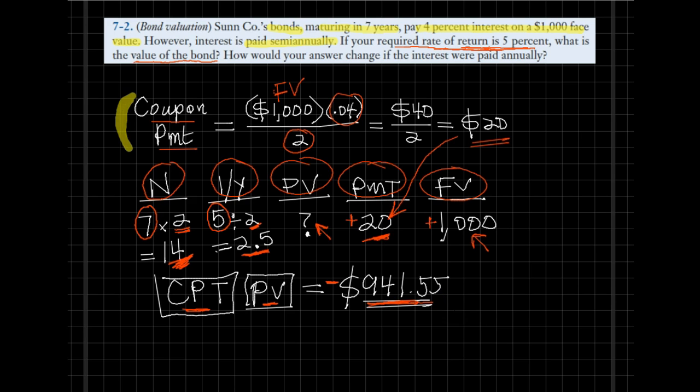it's cheaper, and so the 5% required rate of return from the investor makes the price of the bond relatively cheaper compared to the face value, because the 5% required rate of return is more than the interest payment of the bond.